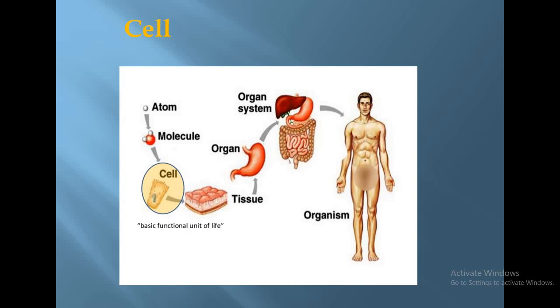By this picture, we can understand that atoms convert into molecules, molecules convert into a cell, and a lot of cells make a tissue, and then organs are made with the help of tissue. Then a combination of different organs makes an organ system, and then this organ system converts into the organism.